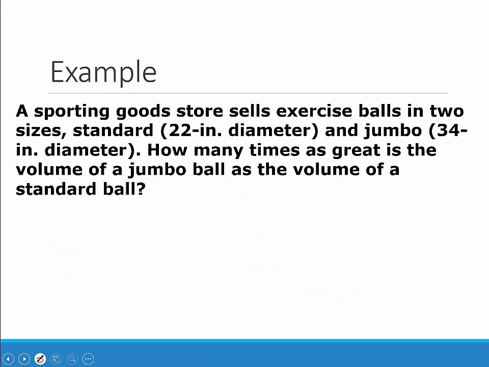So what happens when we do some other stuff with this rather than just plug and chug problems? So I'm going to leave this one for you to do, but you have two size exercise balls. The standard one that's 22 inches in diameter and a jumbo one that's 34 inches in diameter. You need to figure out how many times greater the volume is of the jumbo ball than the standard ball. So what you're going to have to do is find the volume of both of them and then compare them. So remember, the best way to do that is to divide them, and then it'll tell you how many times you had to multiply to get to the bigger number.